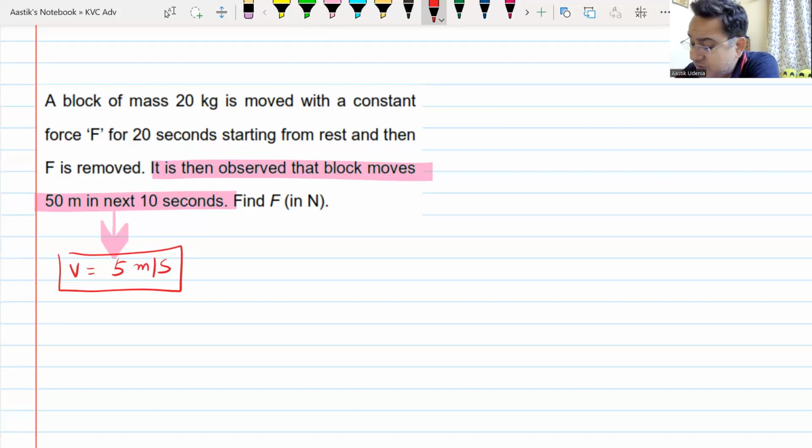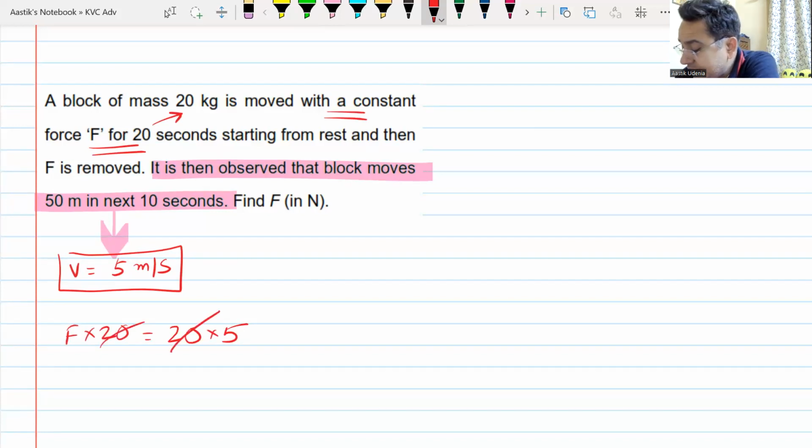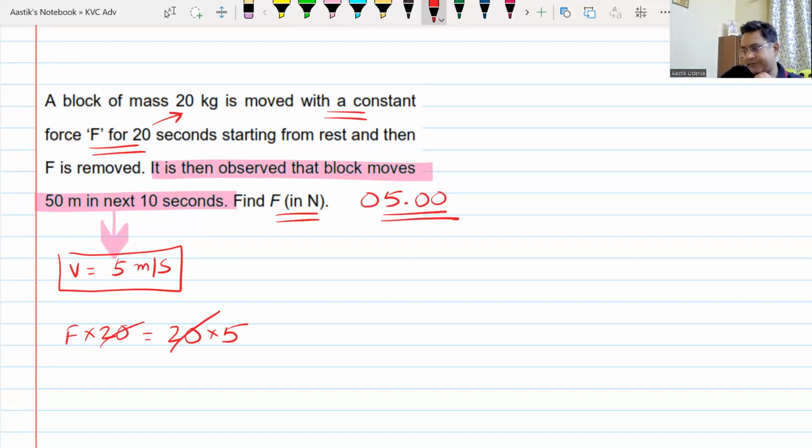This velocity was achieved by this force applied for 20 seconds starting from rest. So F multiplied by 20, which is the impulse, will be equal to mass 20 kg into 5 meter per second. 20 goes away. The value of F is 5.00 Newton. Do we understand this? Yes.